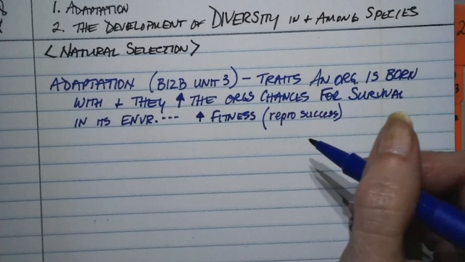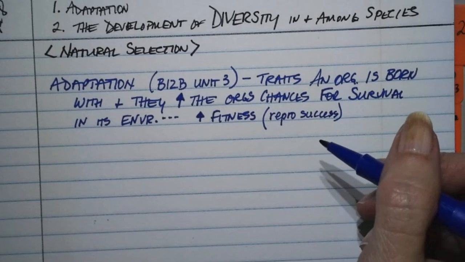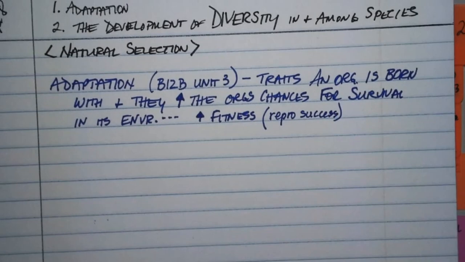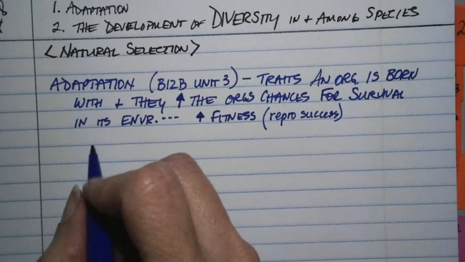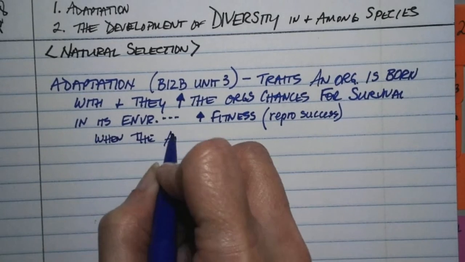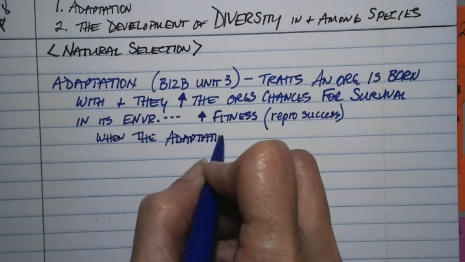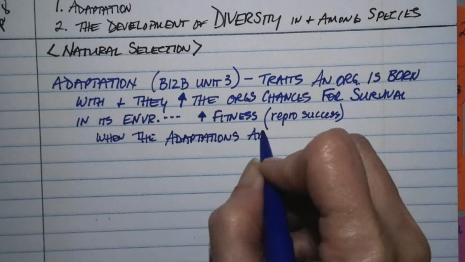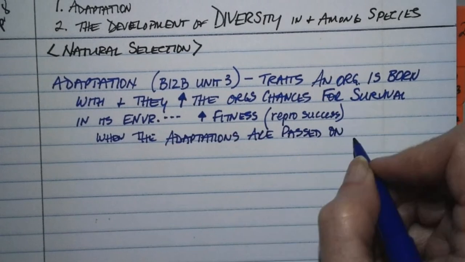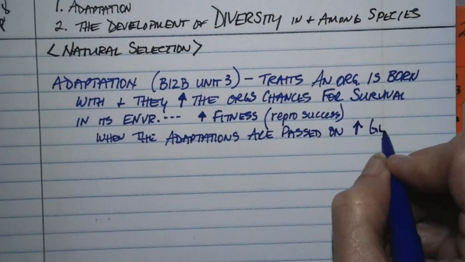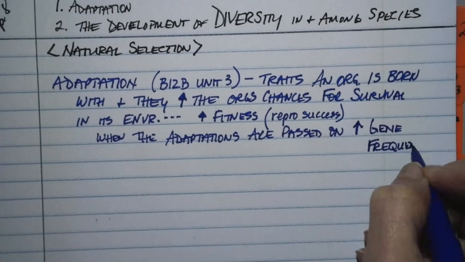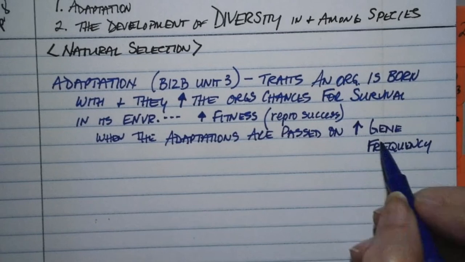When these adaptations are passed on, what you have is an increase in gene frequency. Okay, so again, I'm popping in vocabulary terms so you get accustomed to these. When you pass those traits on, they're going to show up more and more and more often, so that means it's an increase in gene frequency.